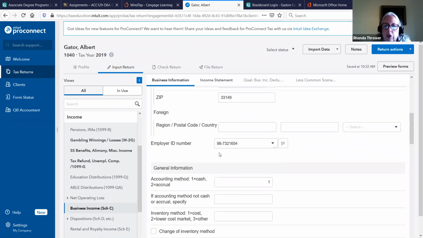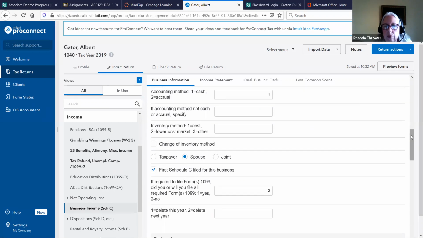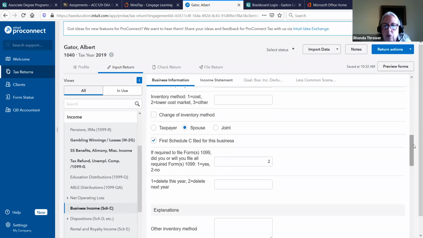So you would have to enter in the employee ID number, which was given in your instructions. The accounting method that we're using is a cash basis, so I'm going to enter a 1 here. All that was given in the instructions. Also, the person who owns this business is the taxpayer's spouse, which was Allison. And since this was the first year of business, I checked on that to do the first Schedule C for this business.